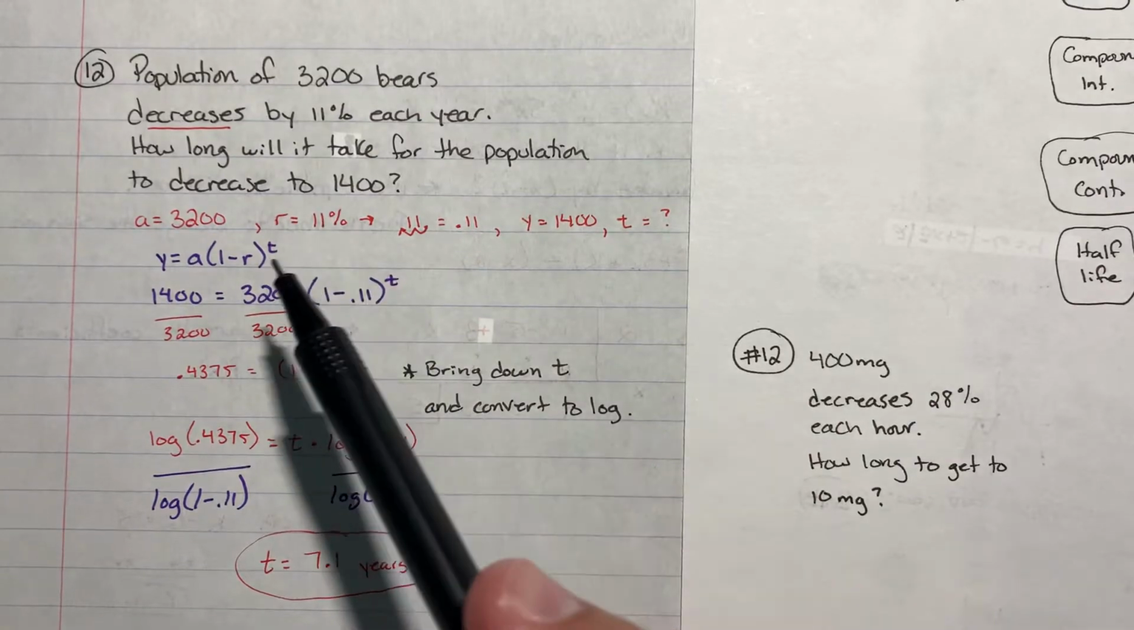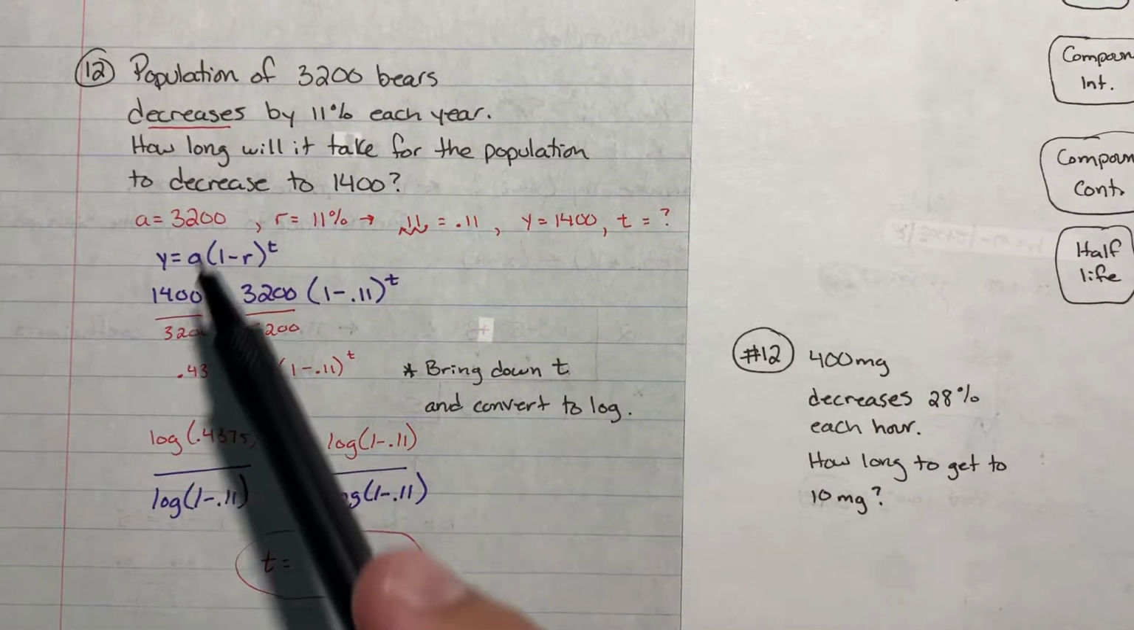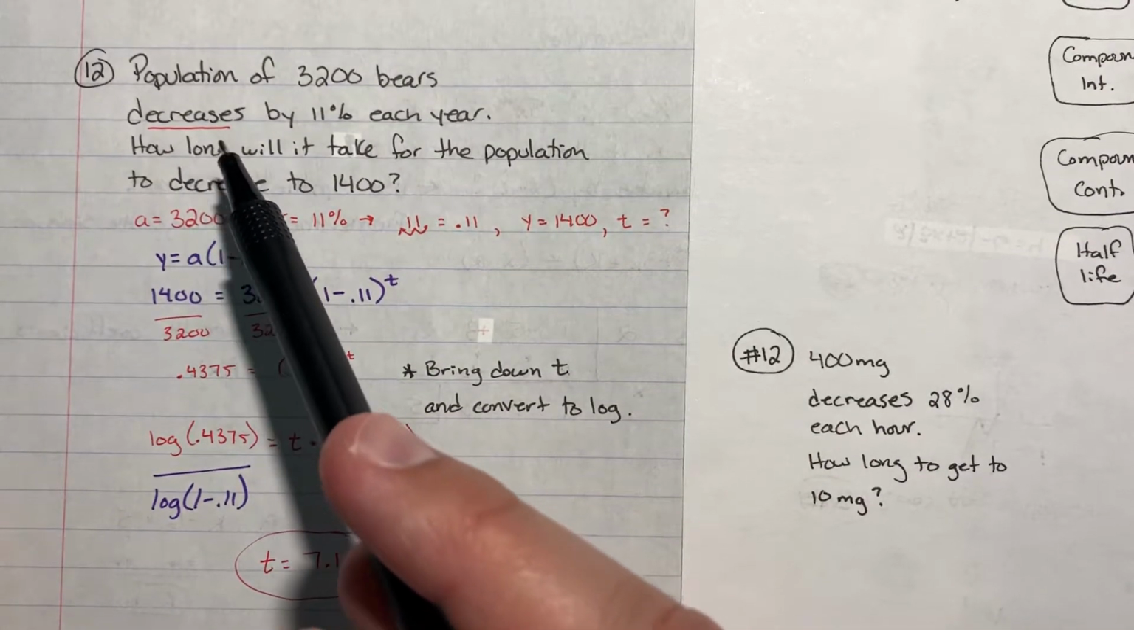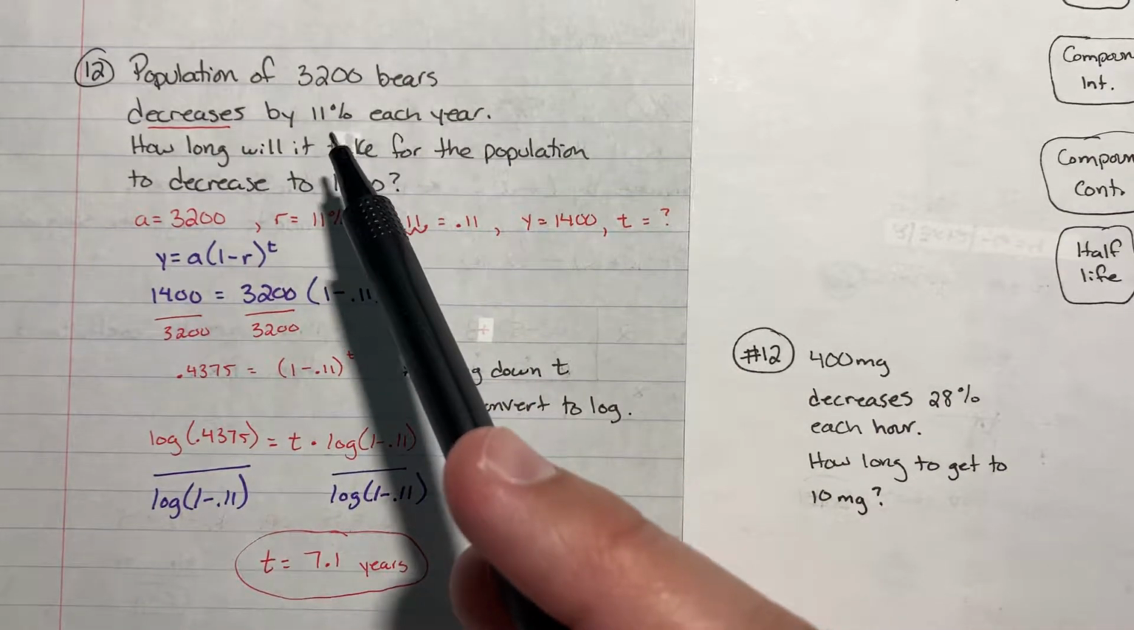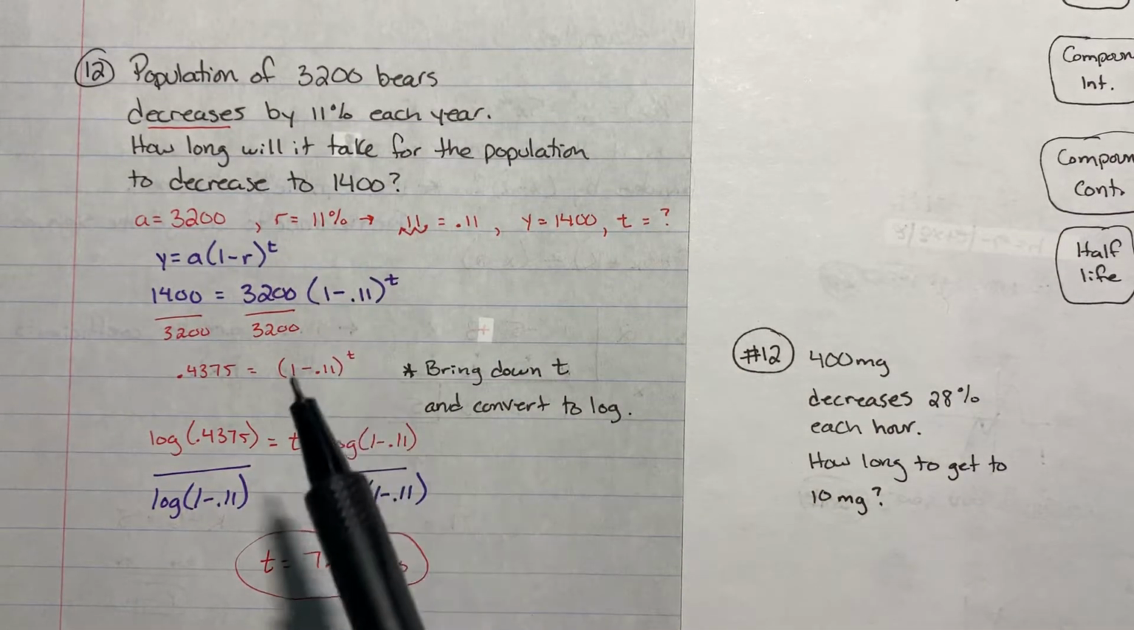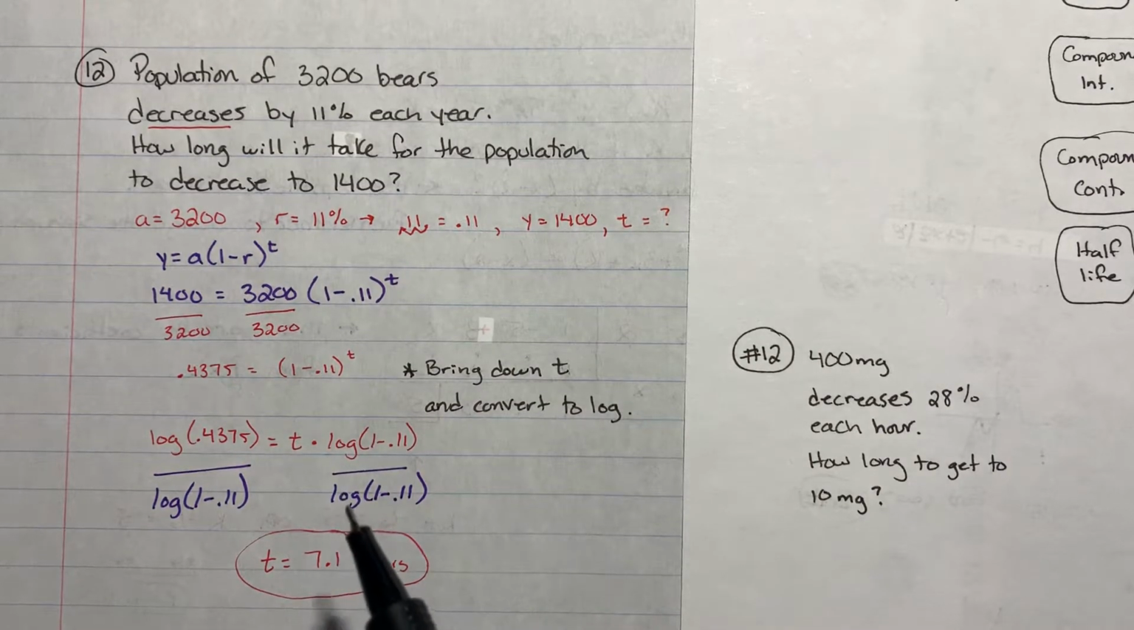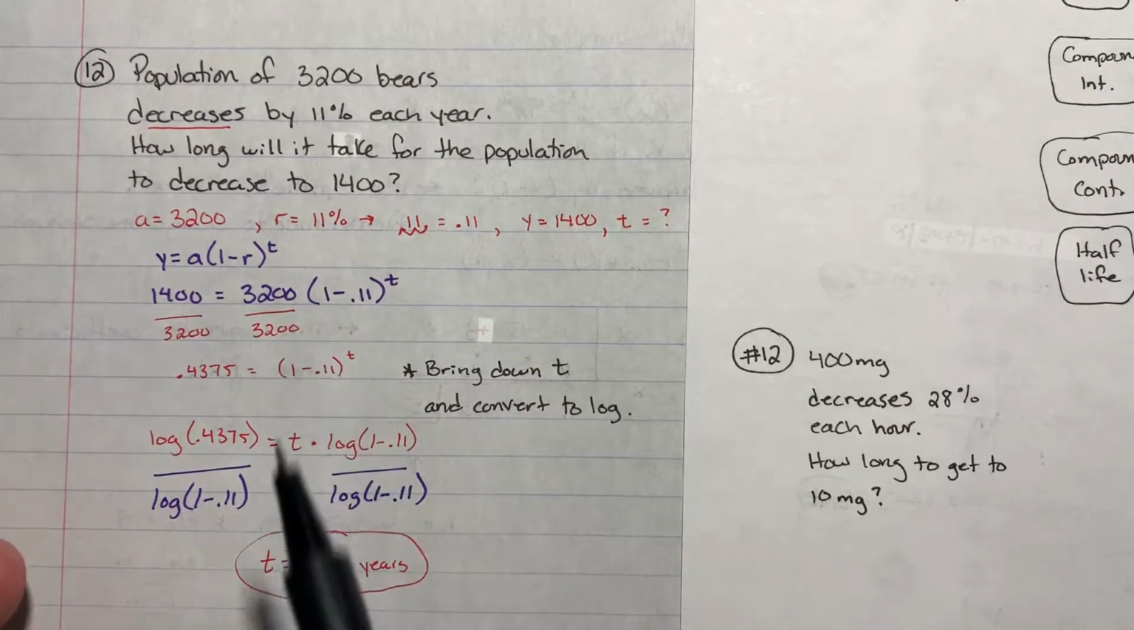I did one talking about population, same idea. I used it as decreasing. Started with 3,200 bears, decreasing by 11%. This is actually similar to the one on the study guide, but on the study guide, it's increasing. So I wanted to make one that's like decreasing.